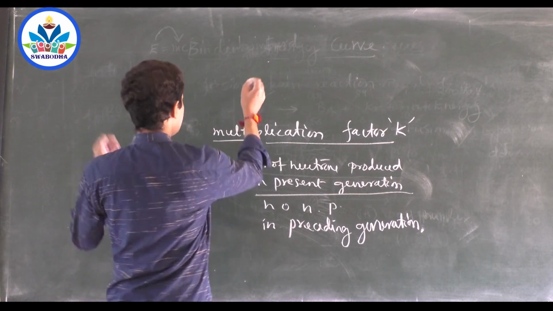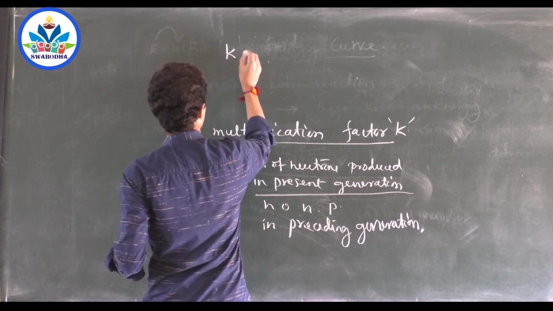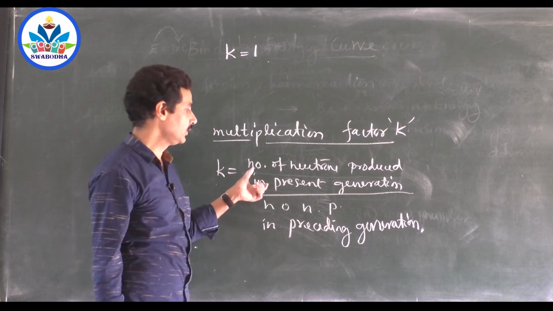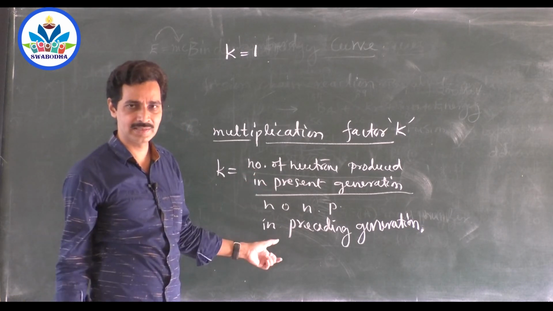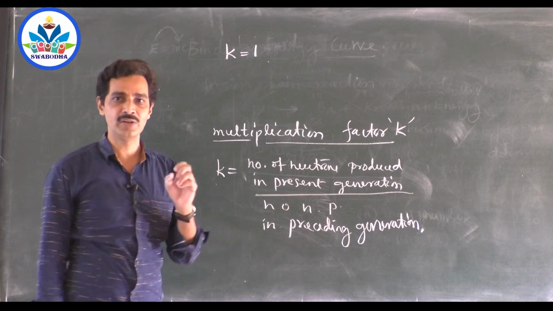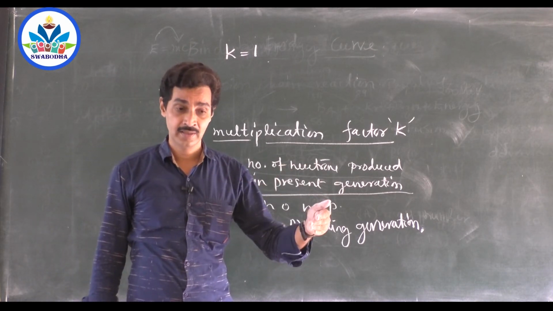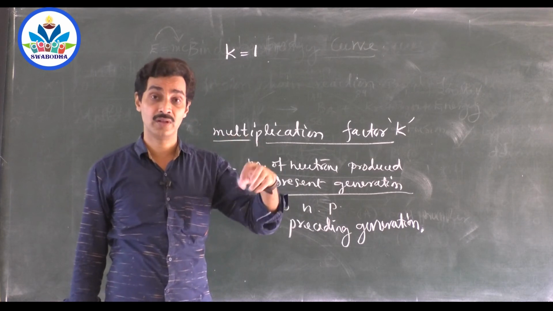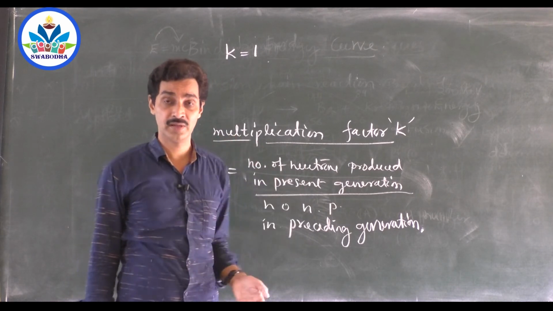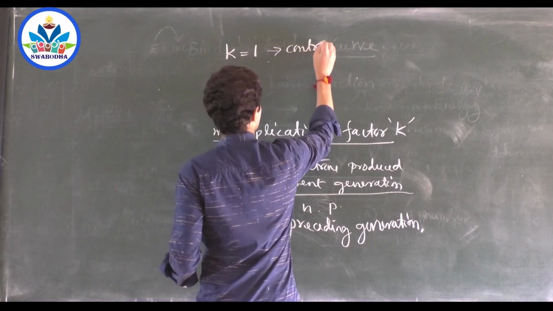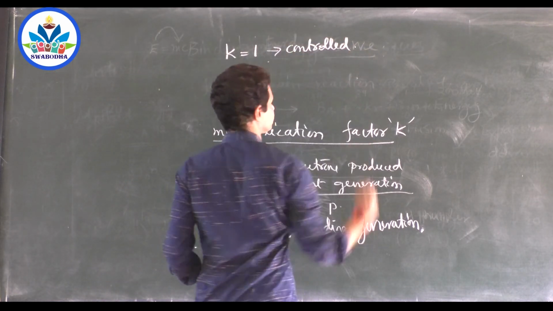And if multiplication factor is equal to 1, what do you mean by that? Then the number of neutrons produced in the present generation and preceding generation are the same. That means you are controlling the extra neutrons which are produced. In every chain reaction, you are controlling the extra neutrons and thereby maintaining the number of neutrons the same. That is a controlled chain reaction. For controlled chain reaction, K is 1.